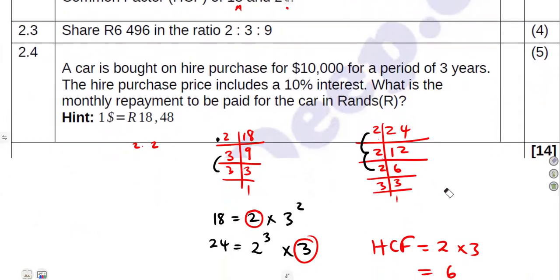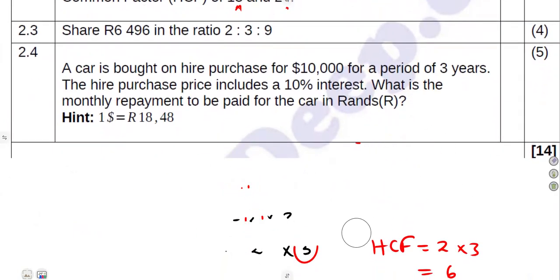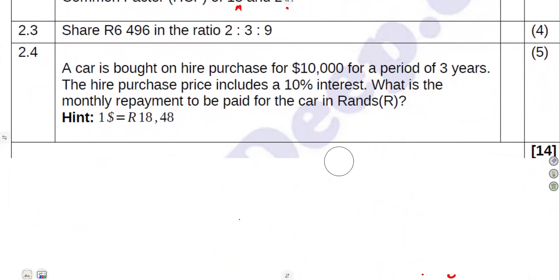Share 6,496 in this ratio, all right? So we need to share. This is the total amount.